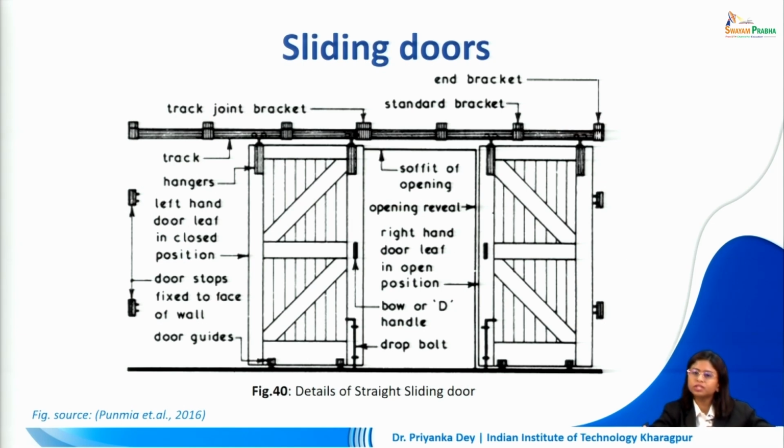There are multiple materials that we can use for this type of door. We can go for a wooden arrangement. Definitely in earlier days also we used to use sliding doors made of timber. We can also go for aluminium or other metals to make sliding doors.